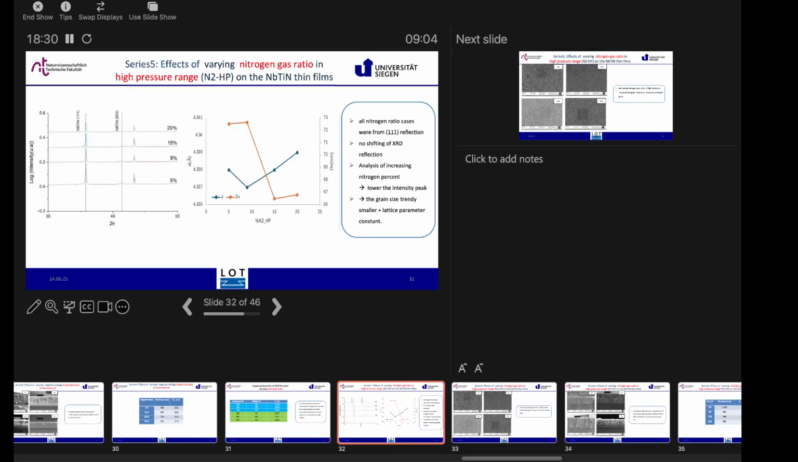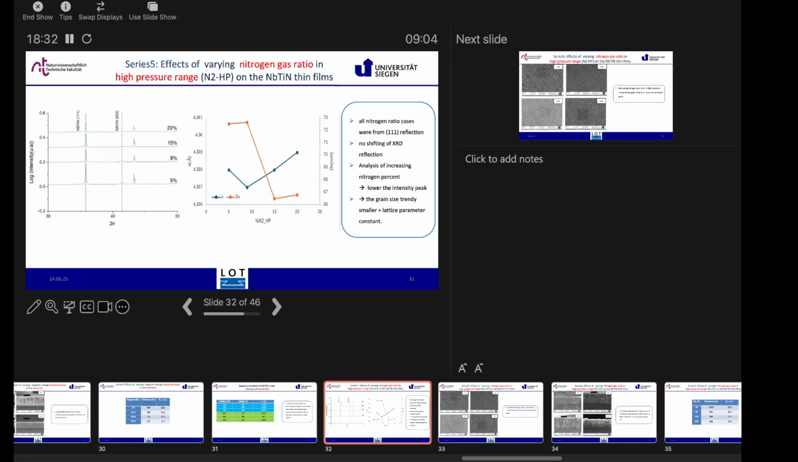Now, coming to the last parameter, varying nitrogen gas, starting with the high pressure range for CD5. From the XRD analysis, we got almost the 411 reflection. When we zoom in on the 411 reflection, we see that the middle is almost constant. That means no shifting of XRD occurs. From the analysis on the right-hand side, with increasing nitrogen percent we got a smaller grain size, the red curve, and the lattice parameter almost constant at around 4.337 to 4.339.